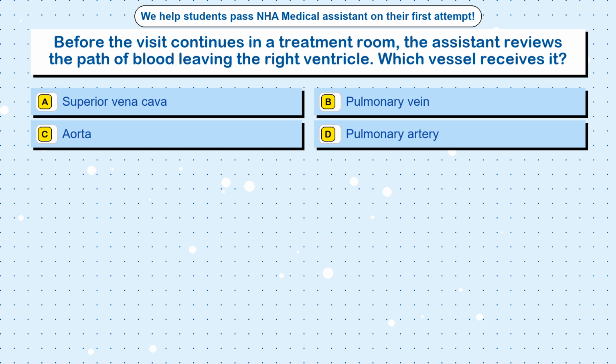Question 37. Before the visit continues in a treatment room, the assistant reviews the path of blood leaving the right ventricle. Which vessel receives it? Option A, superior vena cava. Option B, pulmonary vein. Option C, aorta. Option D, pulmonary artery.